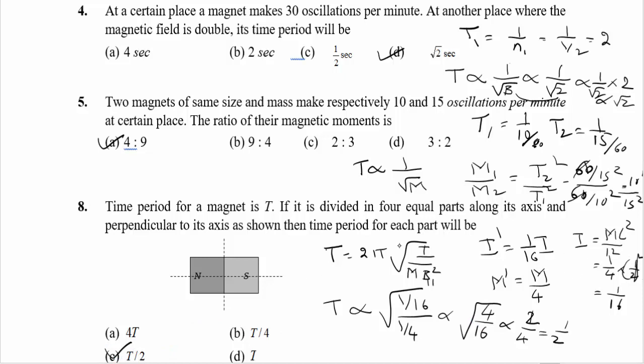How did you get it? See here, time period equals 2 pi root of I by M B_H. After making 4 equal parts, moment of inertia becomes 1/16 and magnetic moment becomes 1/4. Means 1/16 and 1/4. Do the calculation, it will be half. So next question.